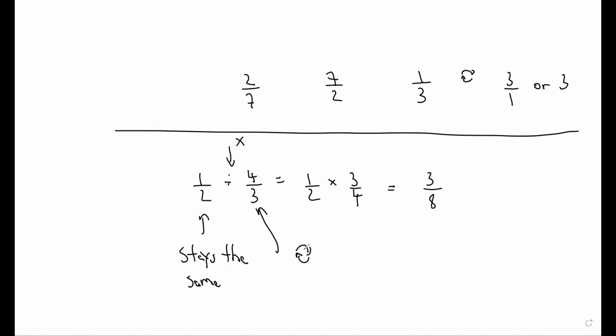Let's do another one. The logic behind this is that dividing by something is the same thing as multiplying by its reciprocal. That's true in any circumstance. So that's why you're allowed to do that. That's kind of just the definition of division, I guess.